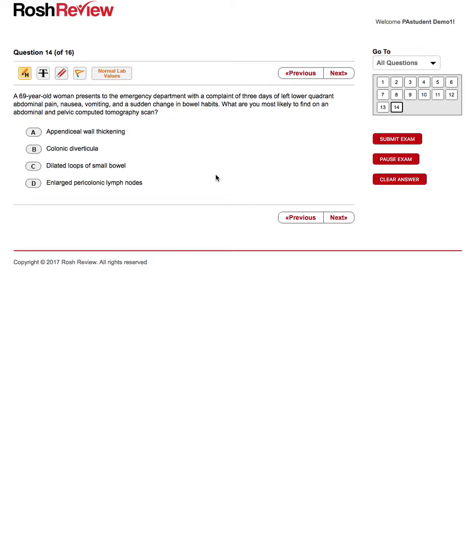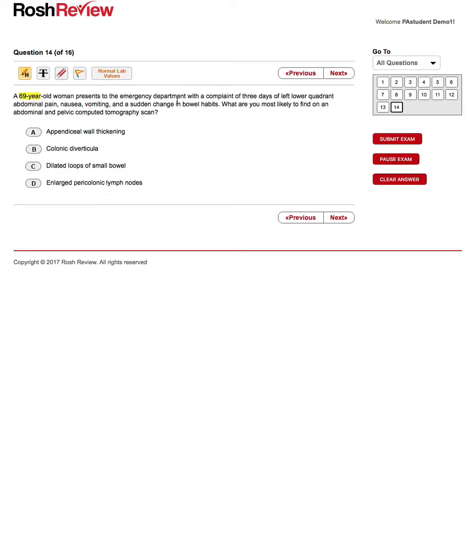Go ahead and hit pause. Okay, we are back. So this is a second order question. We first have to identify what the diagnosis is and then know what the findings are on CT for that diagnosis. And the key to this question is first noting that the patient is older.